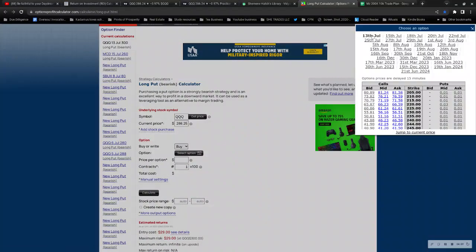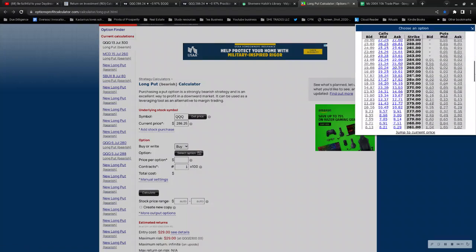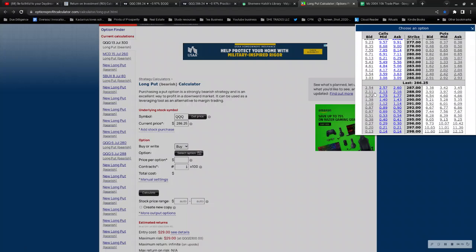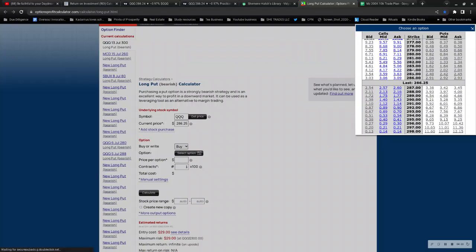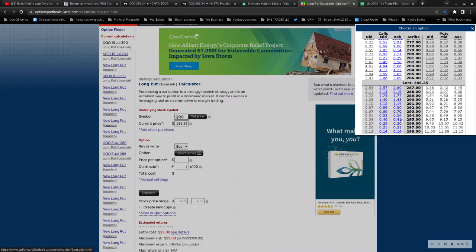So now this is where you go to get your contract price. And you can scroll down, or you can just click jump to current. And in the gray are your out of the money contracts, and in white are your in the money contracts. So here we have the bid, the mid, and the ask. I always click ask when I'm doing this process.